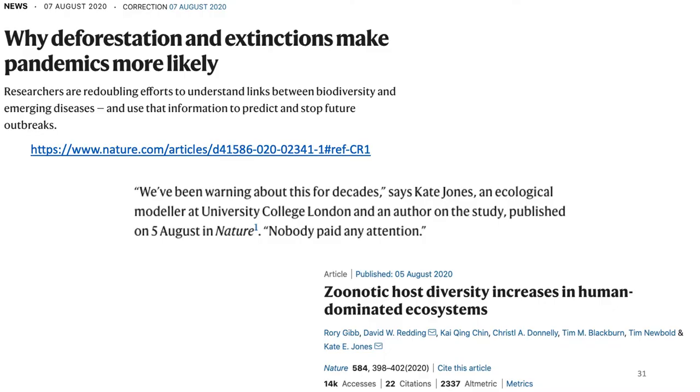This is an article that recently just came out in Nature that was looking at why deforestation and the extinction of species make pandemics more likely. And I just thought I'd put this up there. This is something that we've known for a really, really long time, this link between infectious diseases, climate change, and habitat conservation, but we're only now really becoming acutely aware of it because we're in the middle of a pandemic right now.